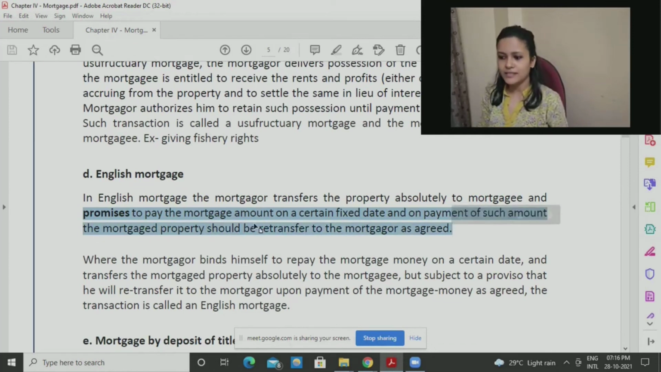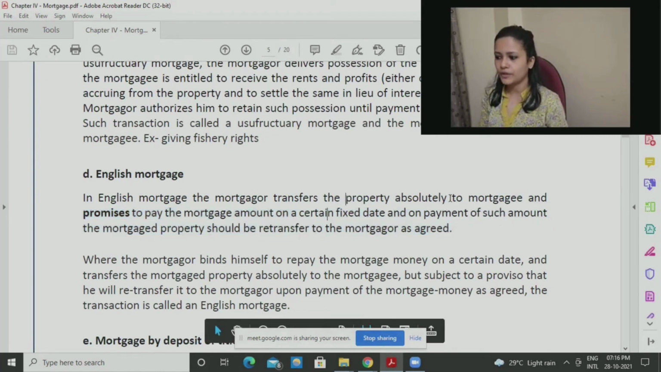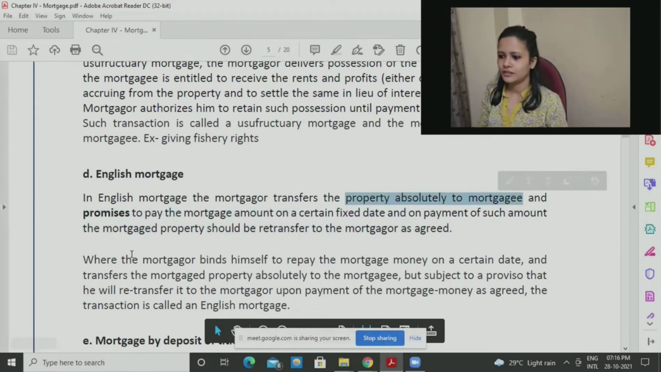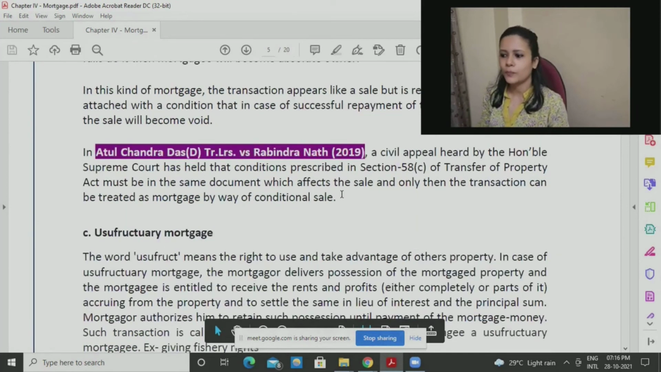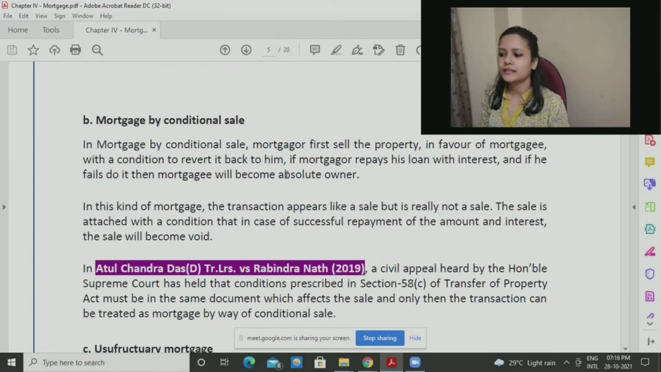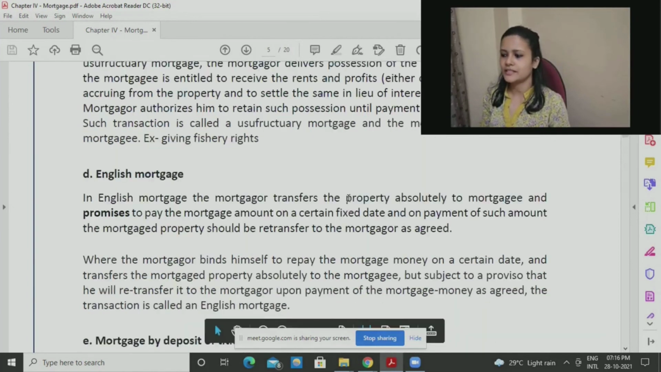That means here it's not like conditional sale or something. It's a complete sale only, because the property is absolutely transferred to the mortgagee. But there, what we saw, the property was initially transferred for namesake, but the transaction will be completed, or the person will be considered absolute owner, only in case of default. But here, initially itself, it is an absolute transfer of the property.